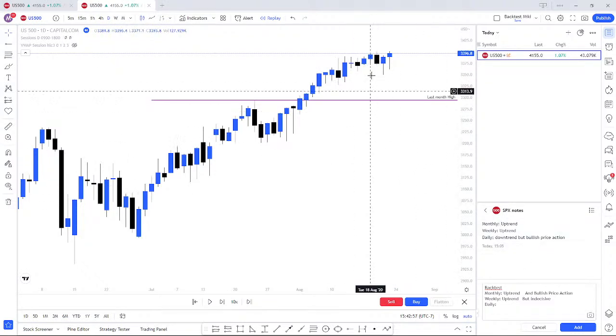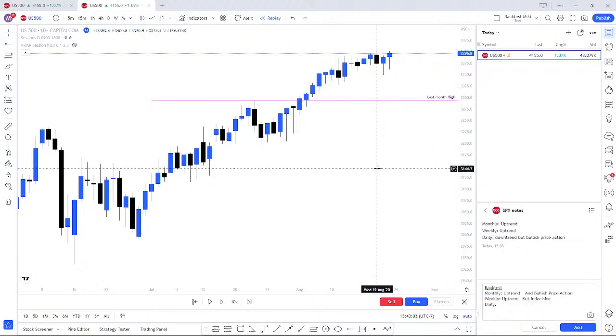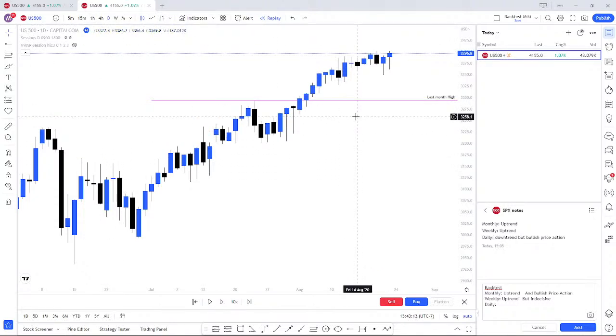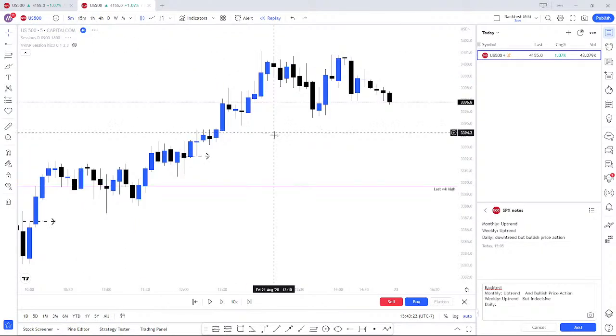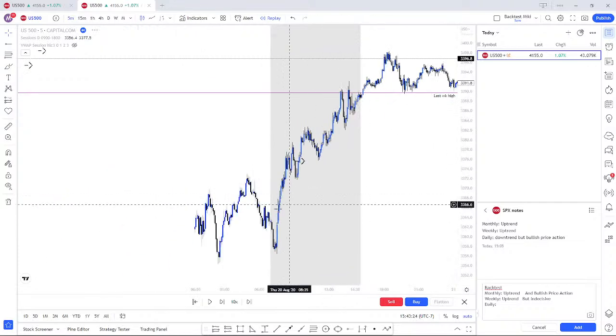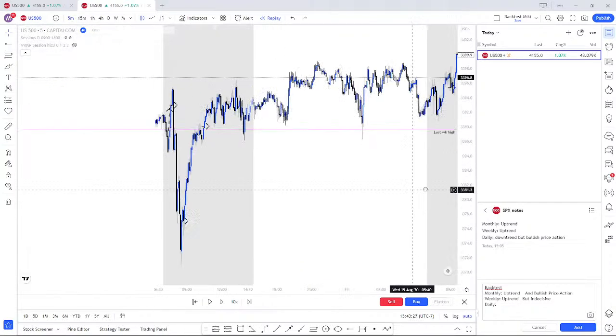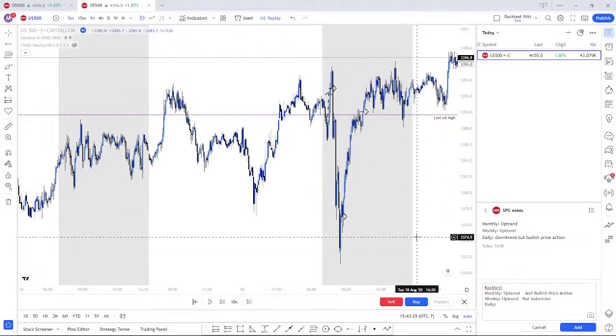For the daily, coming to the 18th, it was bullish price action plus an uptrend, right? So coming to the 18th, we are looking for buys. Bullish price action, uptrend, but indecisive.